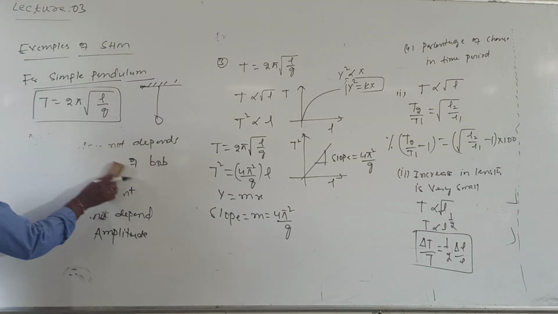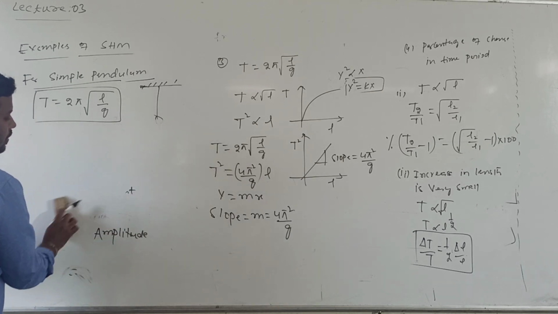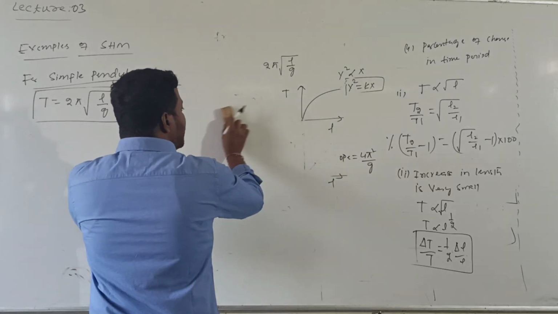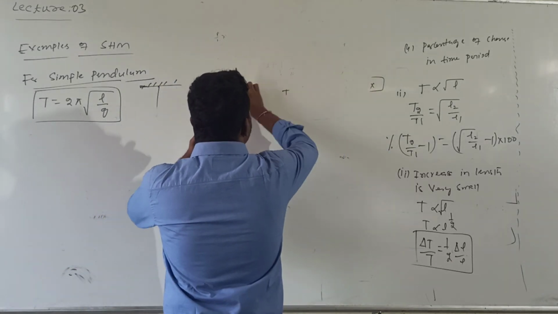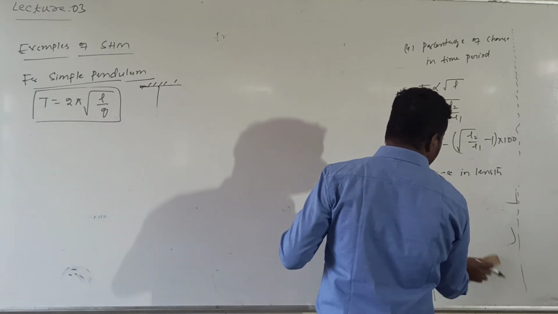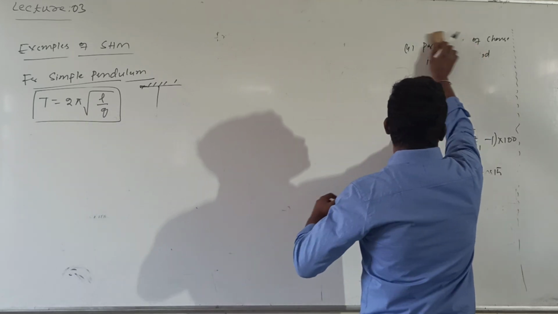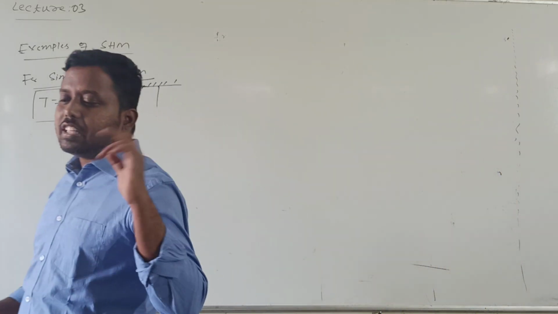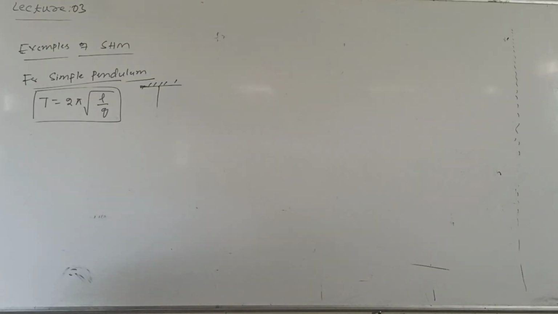Next, that is point number 4. Like this, many points can be discussed based on the expression for the time period of a simple pendulum. So we will discuss a few more points based on the simple pendulum. Even from the objective point of view, the time period of a simple pendulum is very important.